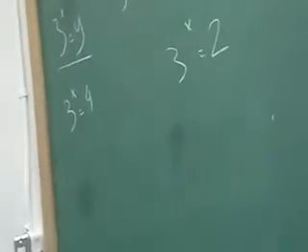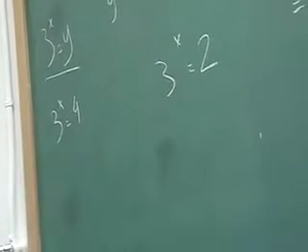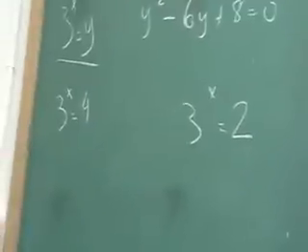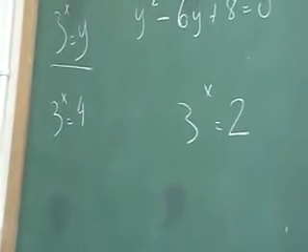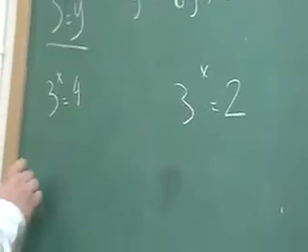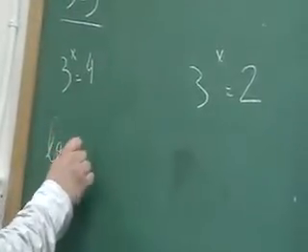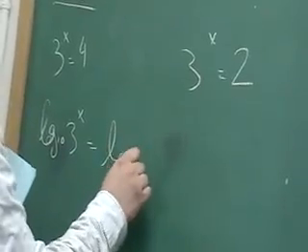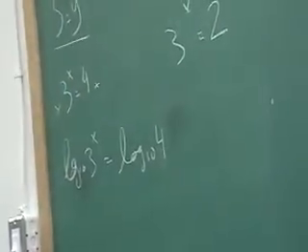Now the easiest way to bring log base 10 into this question is just to apply log base 10 to both sides. Since they're both equal, you take log base 10 on both sides, you do the same thing to both sides, it doesn't change the equation, they're still equal. So 3 to the power of x equals 4 is the same thing as log base 10 of 3 to the power of x equals log base 10 of 4. All you're doing is applying the same thing to both sides.